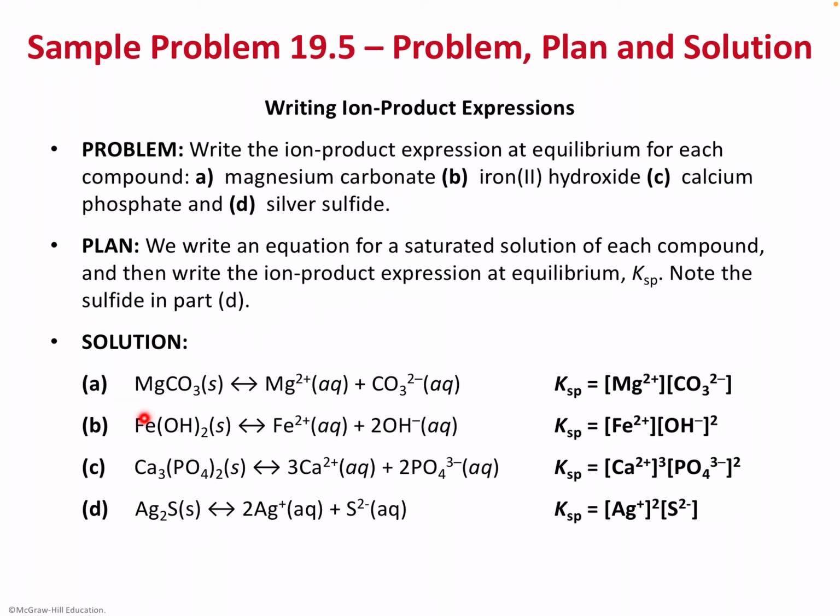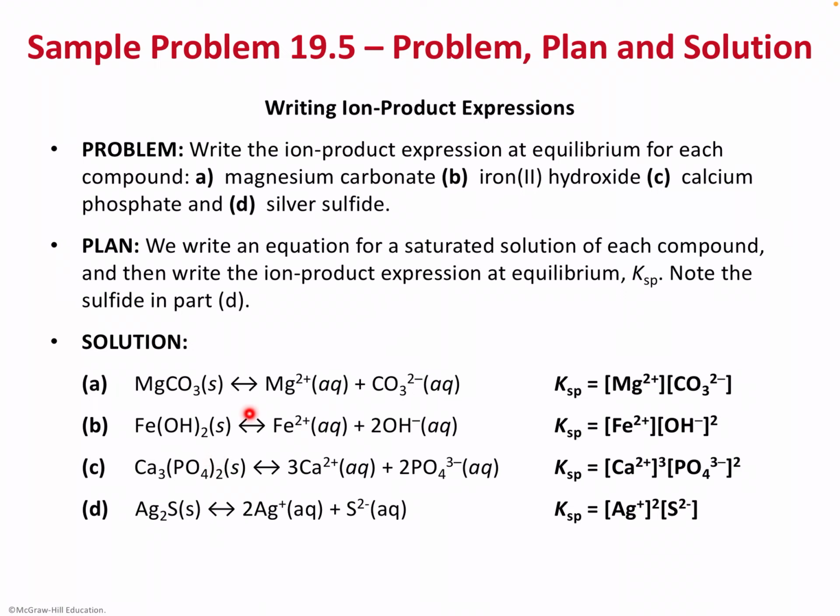Magnesium carbonate: magnesium is plus 2 charge, carbonate is negative 2. So the formula would be MgCO3, which is a solid. It will completely dissociate to give magnesium 2+ ion and carbonate 2-. So when you write the KSP, you write these two ions. It's a 1-to-1 ratio, so magnesium 2+ concentration times carbonate concentration. There are no superscripts or powers since they are in a 1-to-1 ratio.